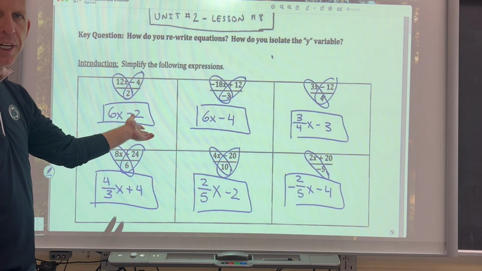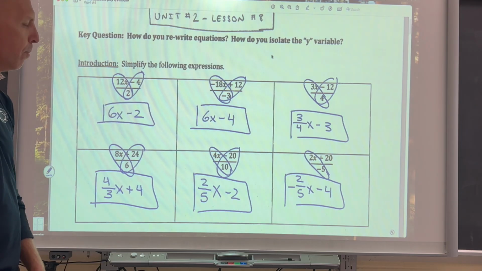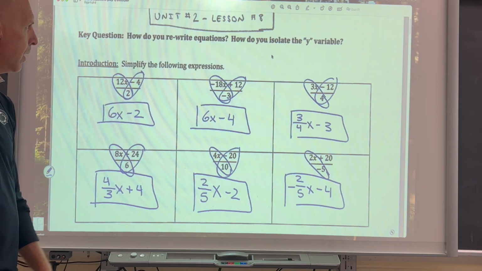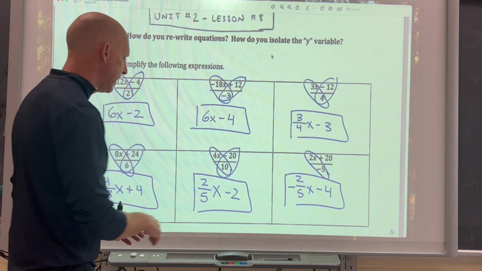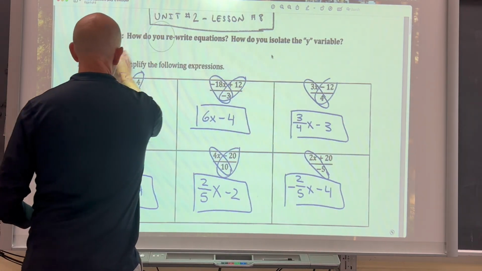Simplifying an expression by a number in the denominator. Now, if you can do this, the next step, pretty straightforward.